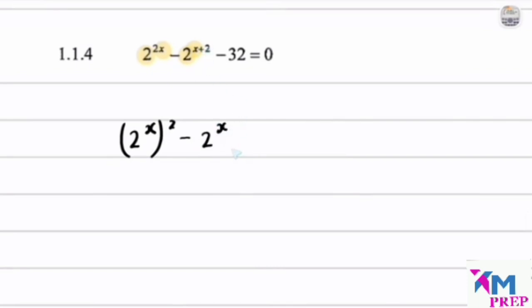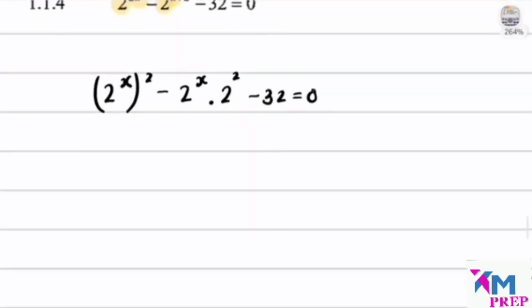So what that means is you must have multiplied by something that was written with its base being 2 and then you had an exponent of 2. Since when the bases are exactly the same and we are multiplying, you end up adding the exponents. And then of course we have the minus 32 is equal to 0. Okay, so this is our equation.